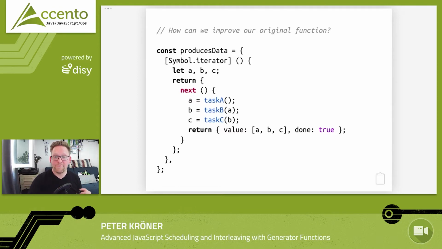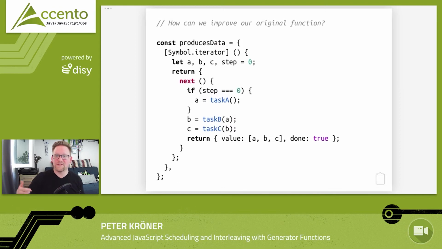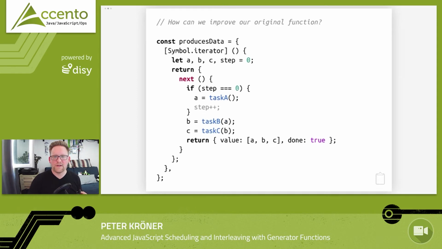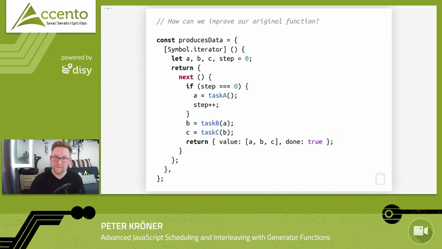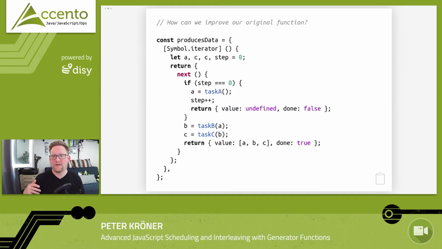Because at this point, we are still calling task A and task B and task C in sequence in one go, and there's no interleaving possible. For this to actually work, we need to execute task A, return an intermediate result, and then only on the next call to next, actually execute task B. That's not that hard. Let's just add a variable to keep the state, to know at which step we are currently on. And then if the step is 0, if we are at the first step, let's call task A and then actually take a moment to not only, of course, implement the step value, but also to return an intermediate result.